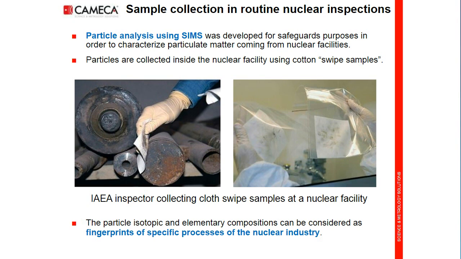The isotope signature of these particles is a fingerprint of the specific process in the nuclear facility. It can give an insight on how nuclear materials are handled at a certain location. Particle analysis can also be used for nuclear forensic work. The goal in this case is to investigate not only the intended use of a material, but also its origin.